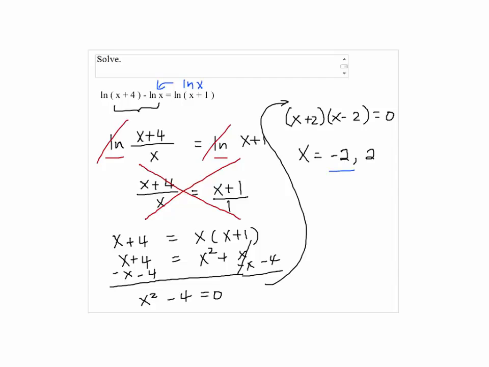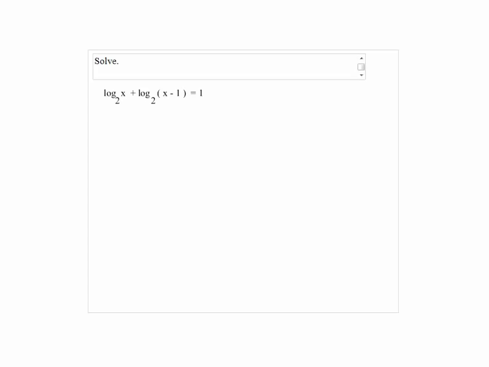By subtracting x and 4 from both sides, you have x squared minus 4 equals 0. By factoring the left-hand side, we have x plus 2 times x minus 2 equals 0. So x equals either negative 2 or 2. Now, we have to check our answer. If x is negative 2, then ln x is going to be negative. X has to be a positive number.